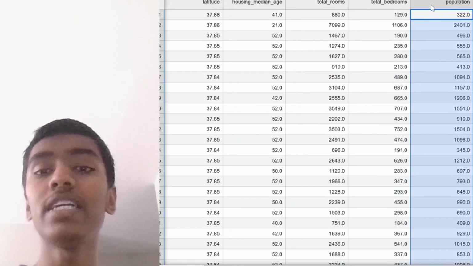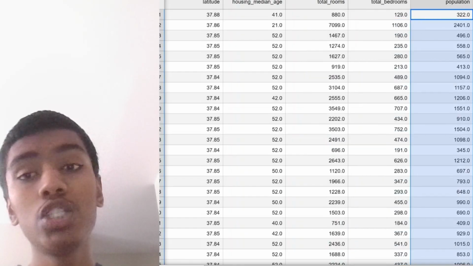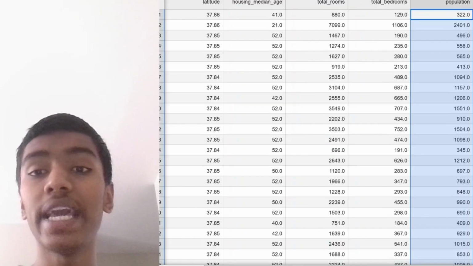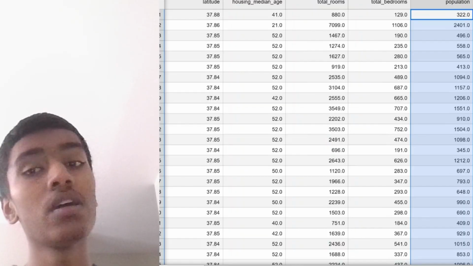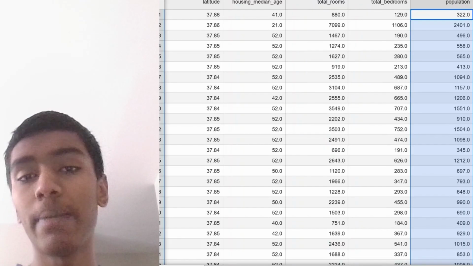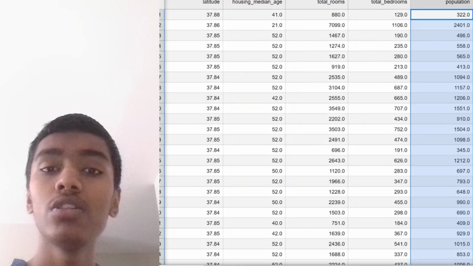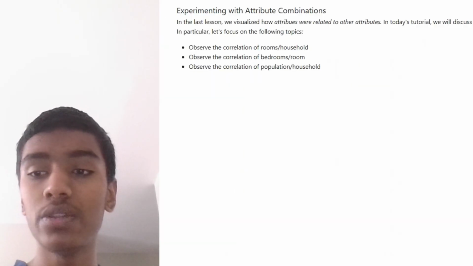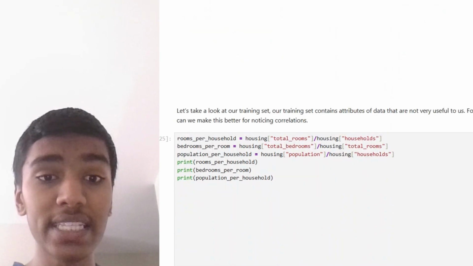Then we can also look at population, and we can compare population to the number of households in order to gauge what the average population is for a particular household in a particular district. All right, so let's take a look at that data and how exactly we can do that. To begin with, let's start with dividing the data out.